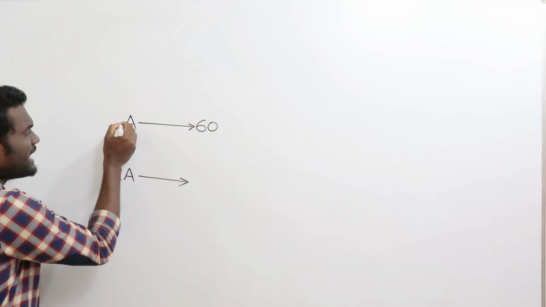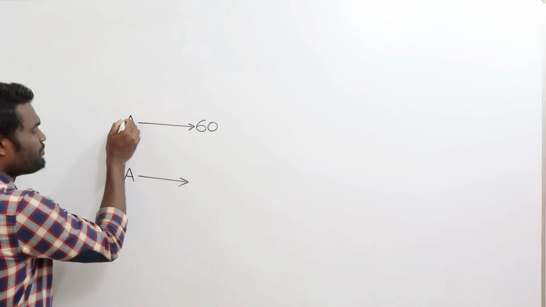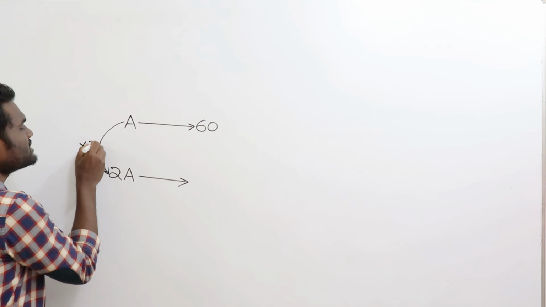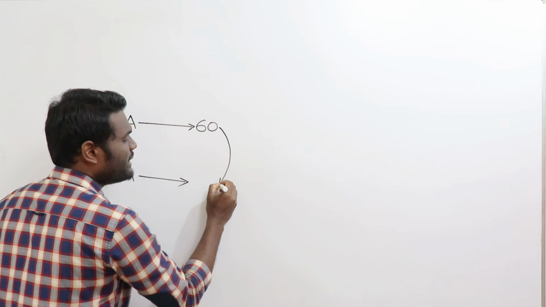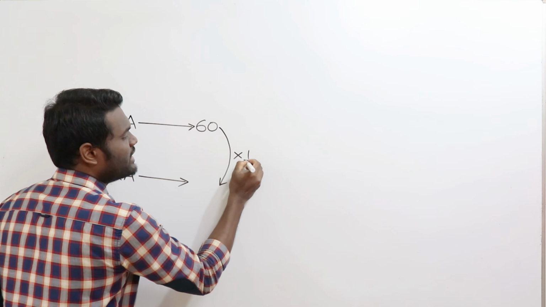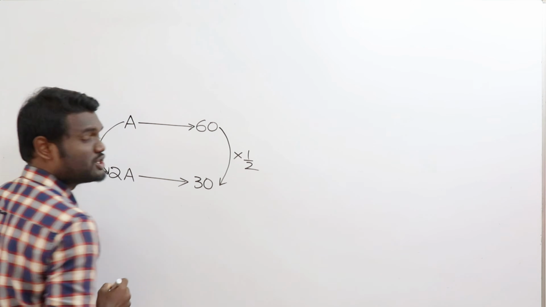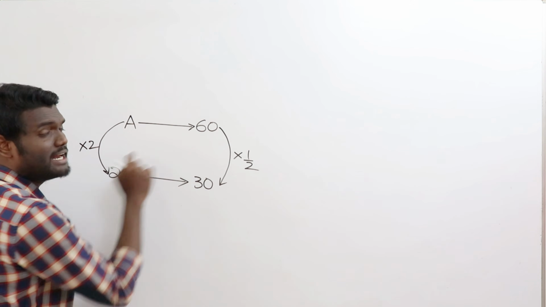So here, if it is A, he takes 60 days of time. Now it is 2A, which means the number of persons doubled. If the number of persons doubles, the number of days should become half. So half of 60 days is nothing but 30 days. The simple thing is, if A works alone, he will take 60 days of time.